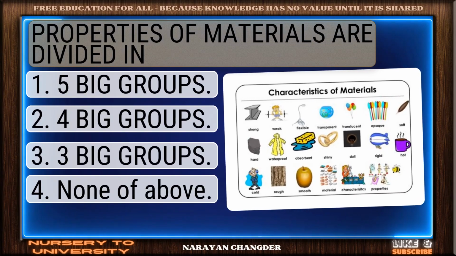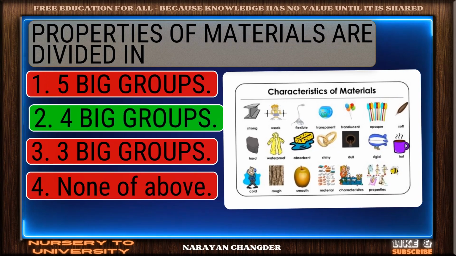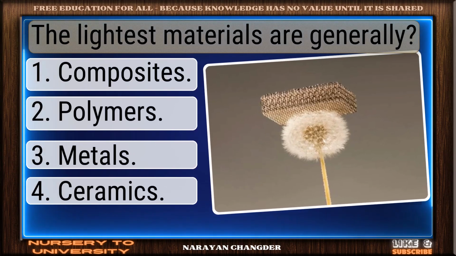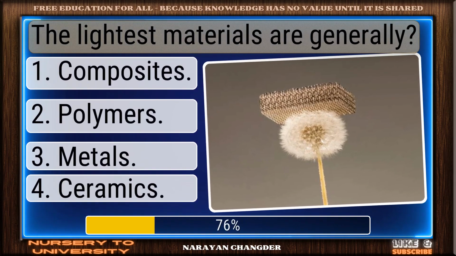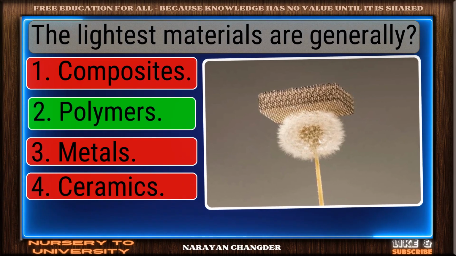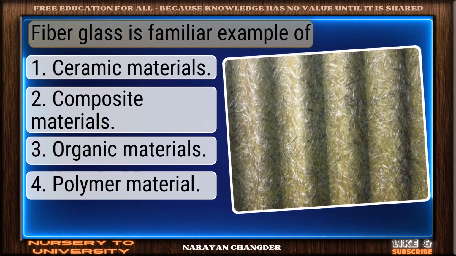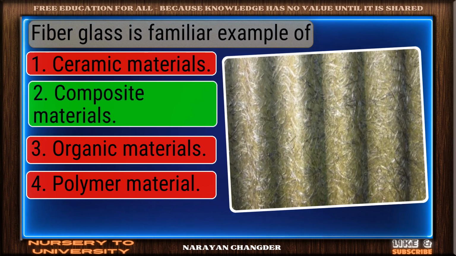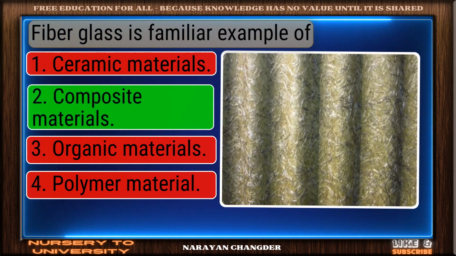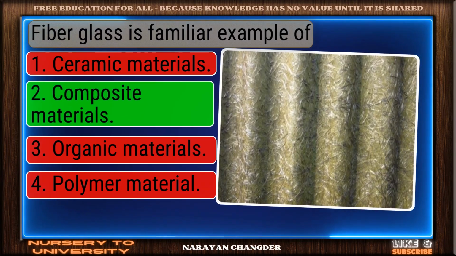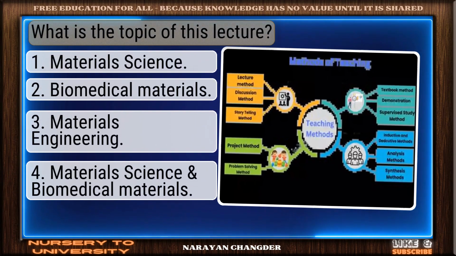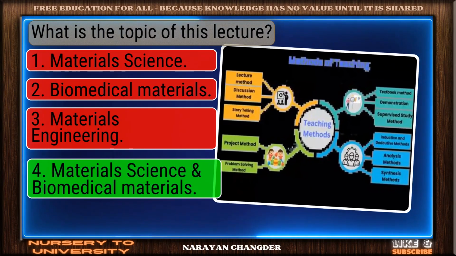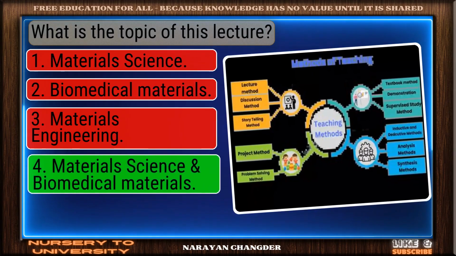Properties of materials are divided in. You got it. Your choice, 4 big groups, is right. The lightest materials are generally. Good thinking. Polymers is the right answer. Fiberglass is a familiar example of. Clear logic. Your choice, composite materials, is sound and 100% true. What is the topic of this lecture? On track. Materials science and biomedical materials is the correct answer.